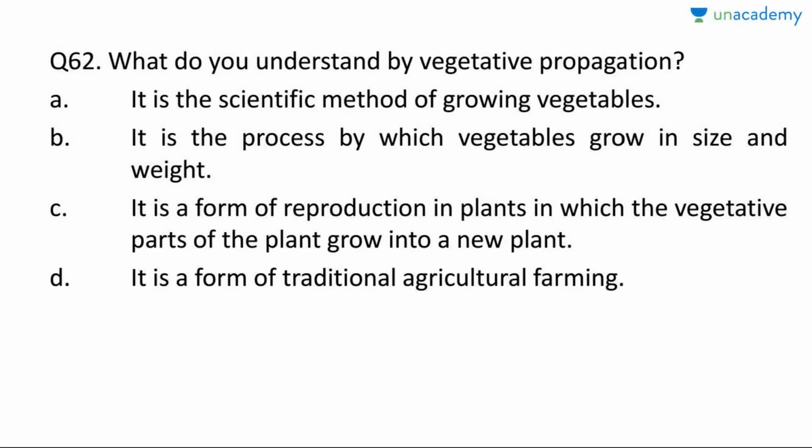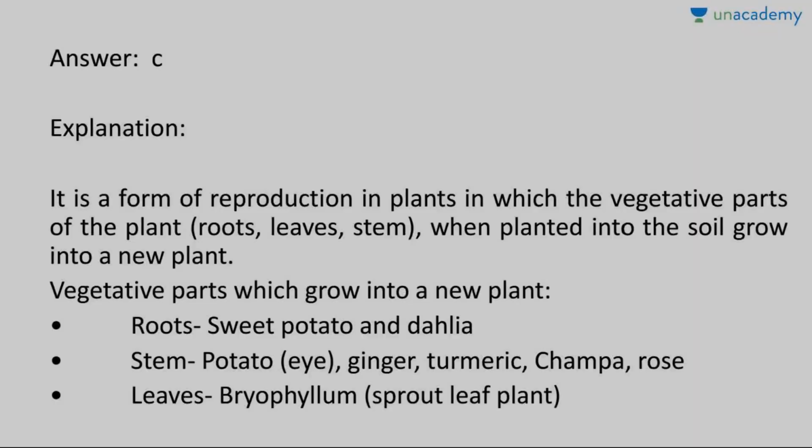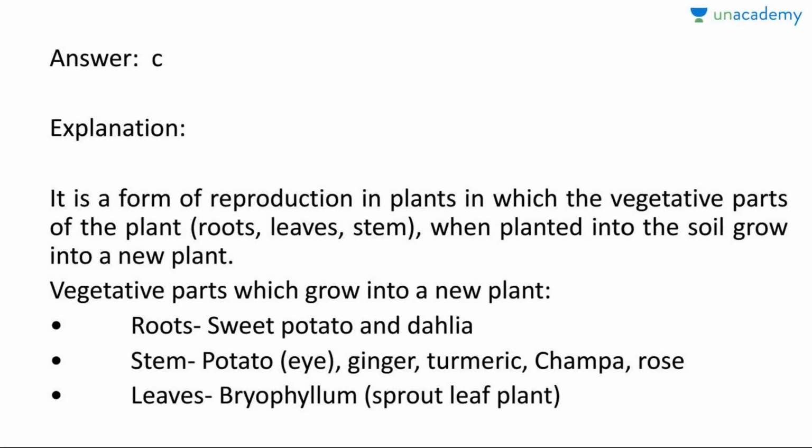Question number 62. What do you understand by vegetative propagation? Vegetative propagation is basically a reproduction in which the vegetative parts of the plant grow into a new plant. Okay, so if you have seen in potato also, if you keep potatoes for 10-20 days you will see that green things are coming out, and if you separate it and sow it in the soil, the potato plant will grow from it.